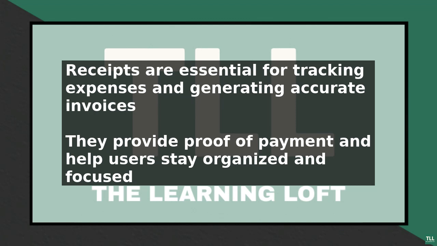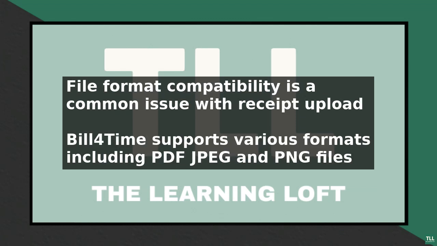Another issue is file size limit. Bill4Time has a maximum file size limit for receipts, which is typically 10 megabytes. If your receipt exceeds this limit, you will need to compress the file or split it into smaller files before uploading. Incorrect receipt date is also a common issue.